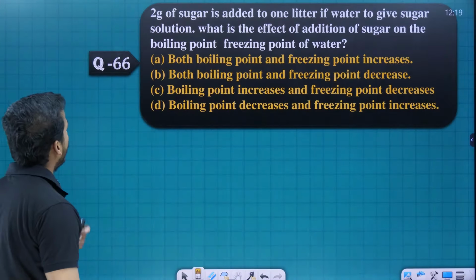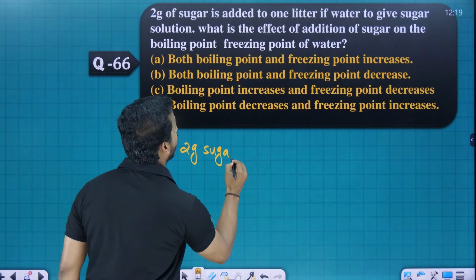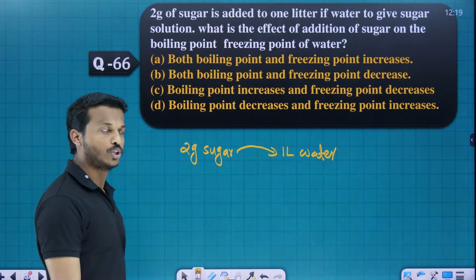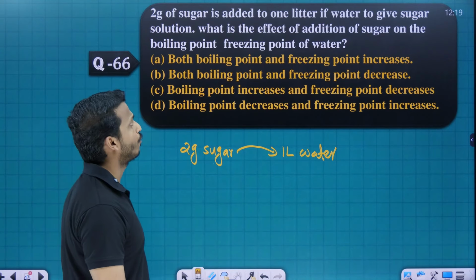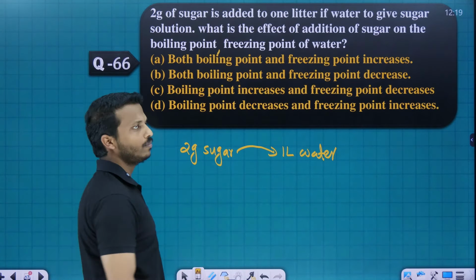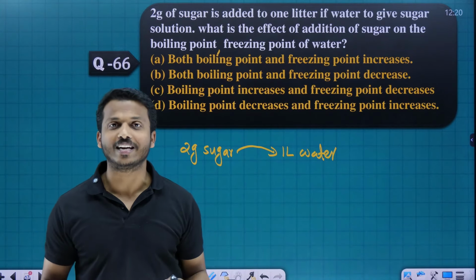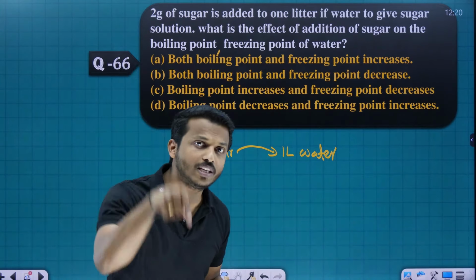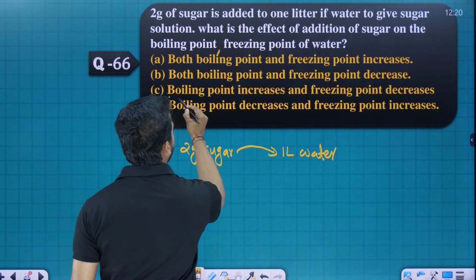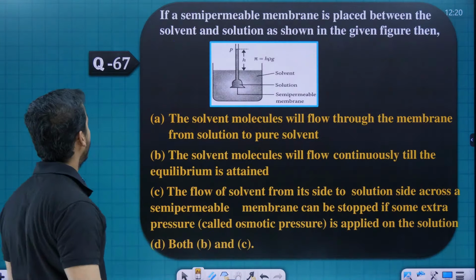Question number 66. 2 gram of sugar is added to 1 liter of water to give a sugar solution. What is the effect of addition of sugar on the boiling point and freezing point of water? Here, as the number of solute particles increases, boiling point increases and freezing point decreases. Yes, that is the connection they are asking.